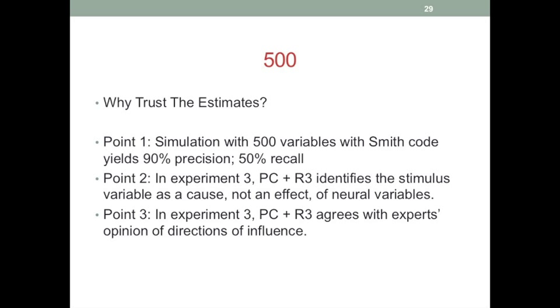500 is the number of variables that we've been able to scale the Smith simulation up to. So why trust these estimates in general? One point is that the simulation with 500 variables with the Smith code yields 90% precision, 50% recall. Point two is that in experiment 3, PC plus R3 identifies the stimulus variable as a cause, not as an effect of neural variables. So that's one piece of information that we know for sure should be the case, that the input variable should be exogenous. And point three, in experiment 3, PC plus R3 agrees with experts' opinions of directions of influence, that it's a cascade of the left hemisphere with projections into the right.